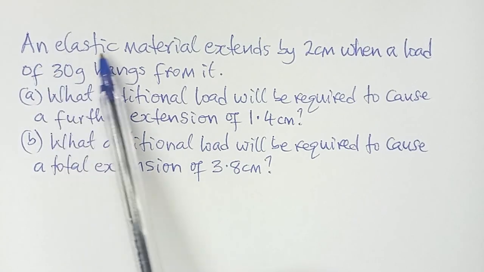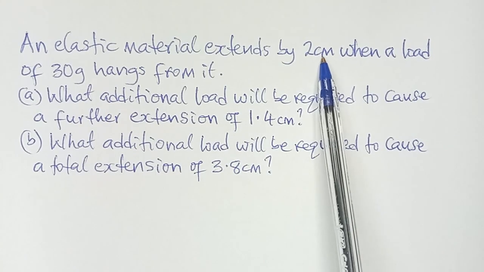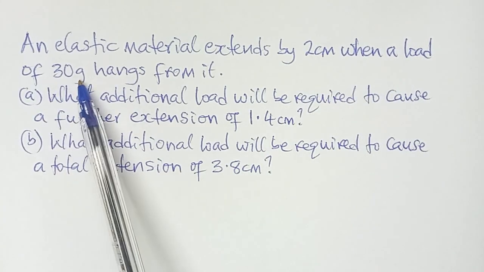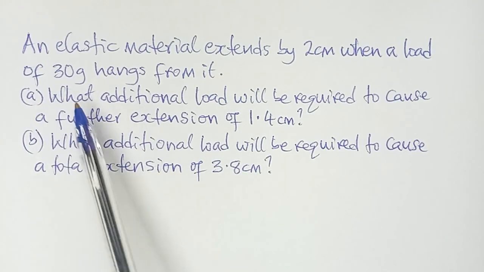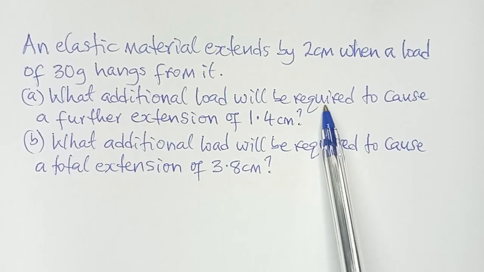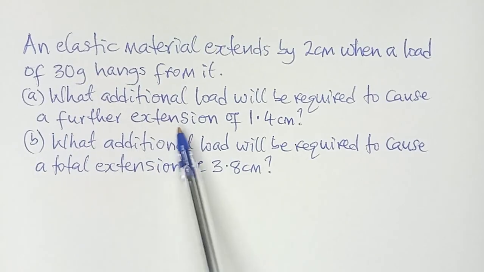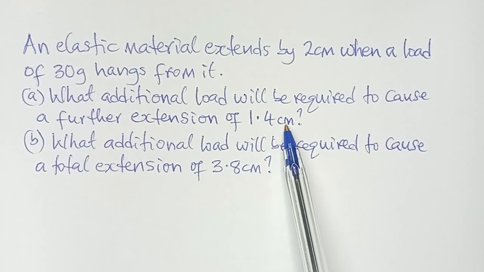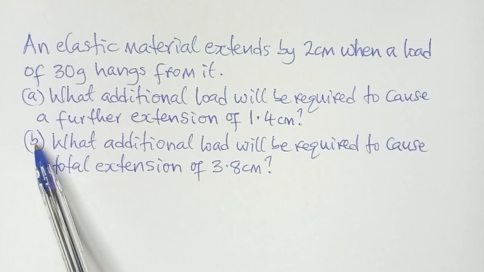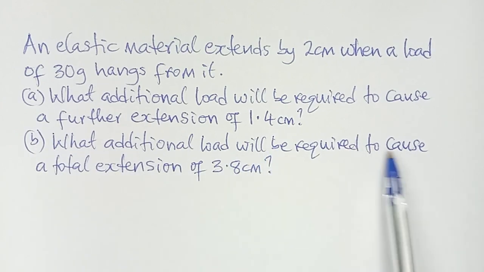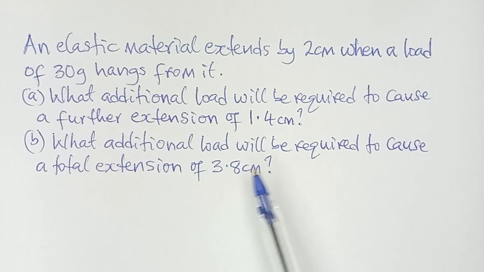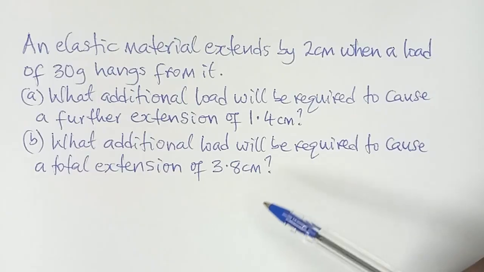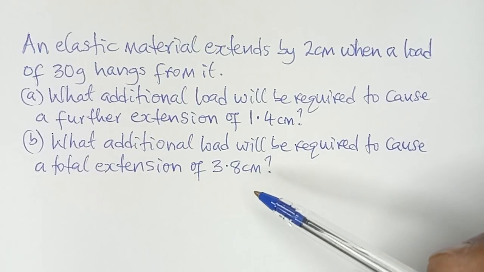Now, the question says an elastic material extends by 2 centimeters when a load of 30 gram hangs from it. Then the first question is: what additional load will be required to cause a further extension of 1.4 centimeter? And then the big question says: what additional load will be required to cause a total extension of 3.8 centimeter? Now, it is very, very important that we understand what the question is saying and what it is asking.